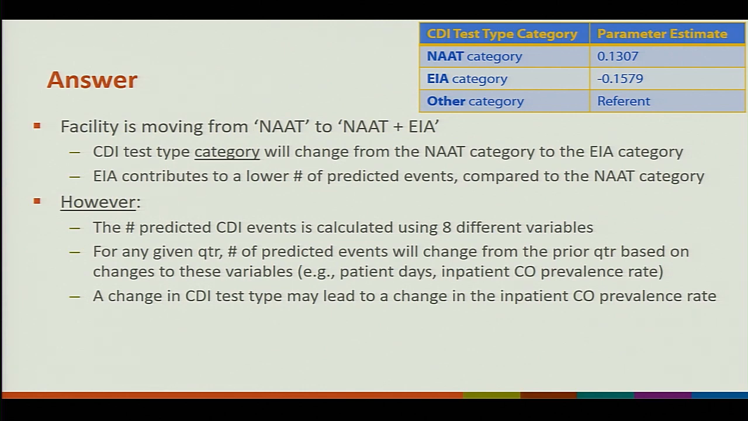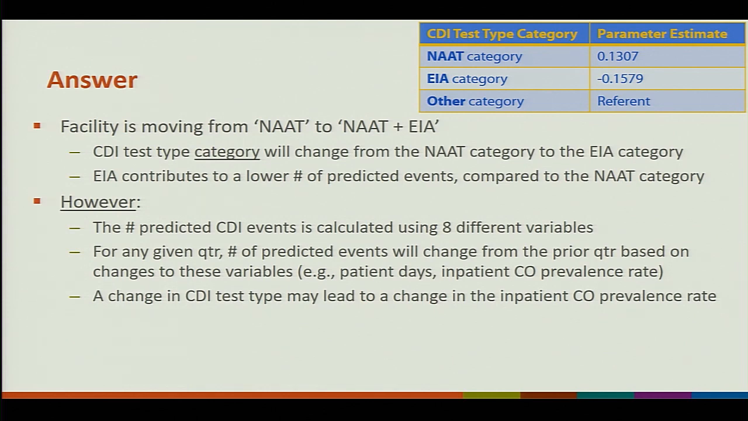The CDI test type category, in this case, is moving from the NAT category to the EIA category. Okay, and if we look at the parameter estimates, we can see that the EIA category contributes to fewer predicted events. So that parameter estimate is negative, especially compared to what this facility was receiving under the NAT category when they had a positive parameter estimate. However, nothing is that straightforward. And in this case, the number of predicted CDI events is calculated using 8 different variables. So a change to your number of predicted events will depend on a change to any of those 8 variables.